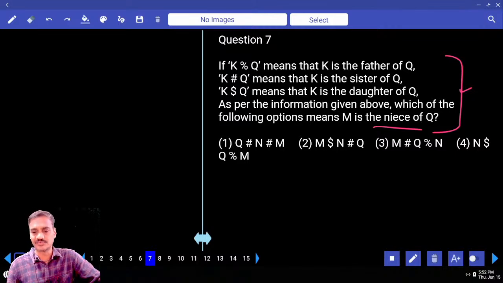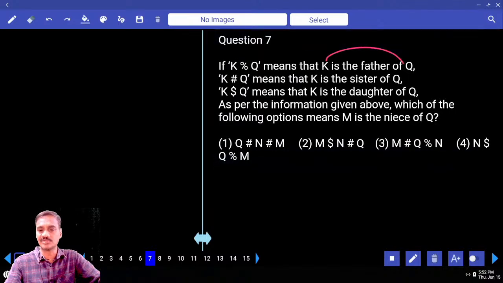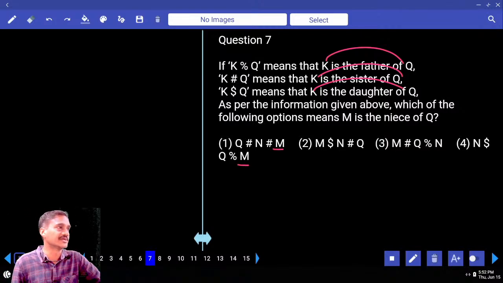M is the niece of Q. Simple answer. M is the niece of Q. What is your answer here? Second option. Now in the second option, K to Q is being discussed everywhere, the first element to the second element. Then look here, M is at the last. M being last, what does it mean?